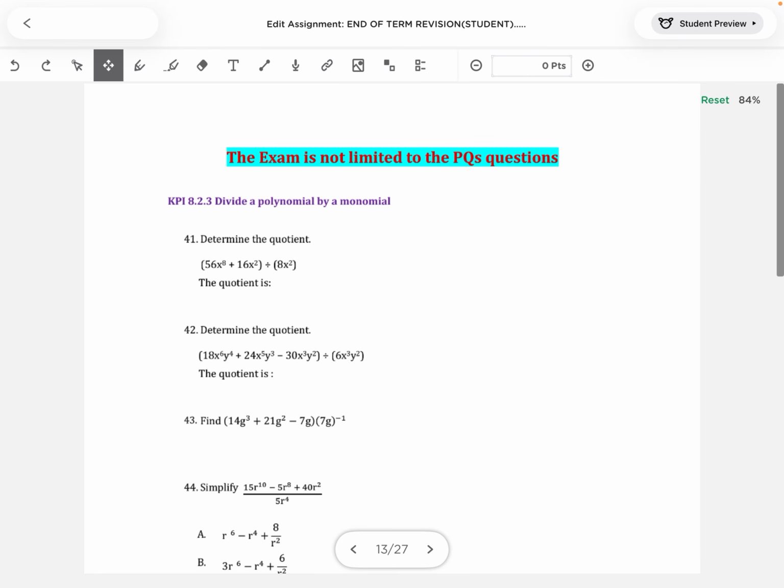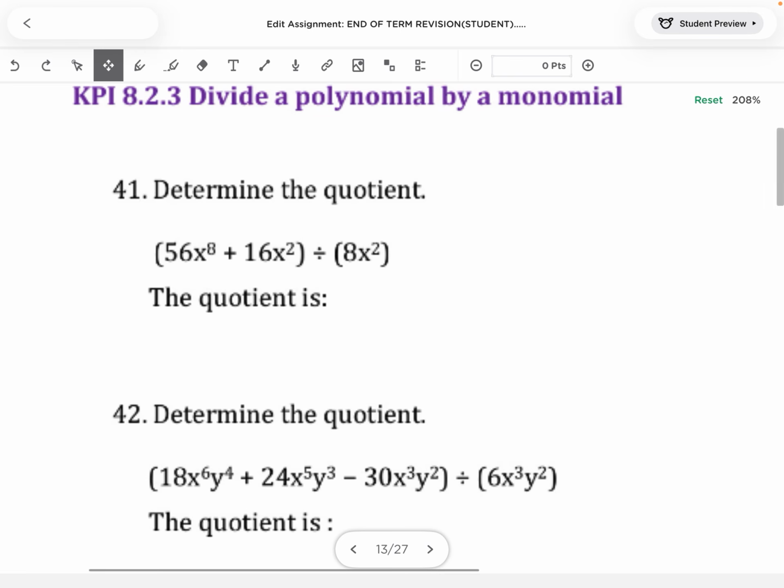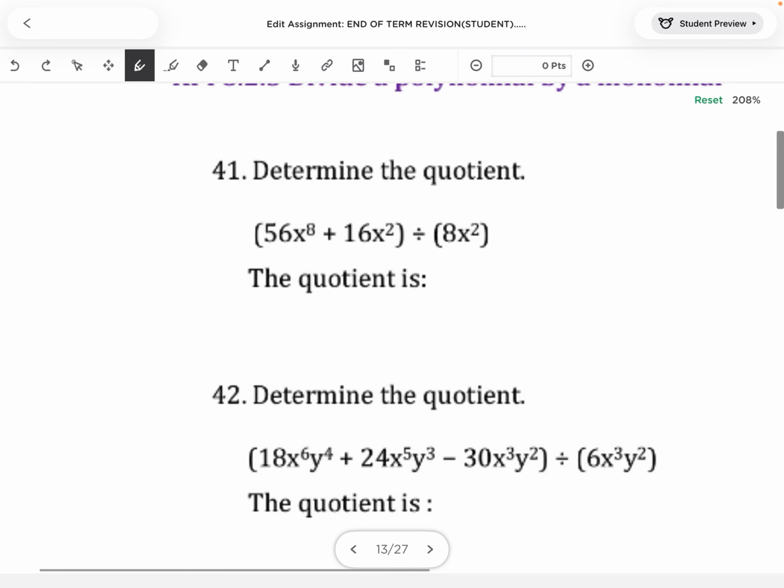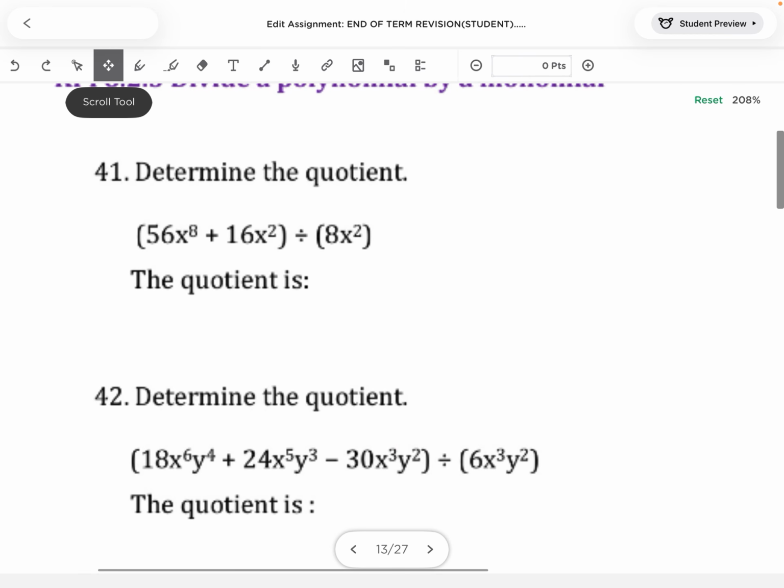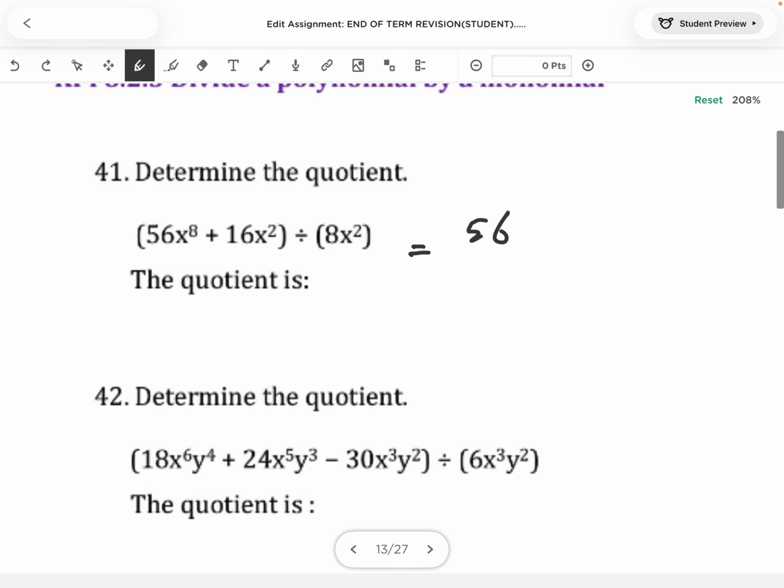Next, determine the quotient. When we divide, we do the opposite. We divide numbers, we subtract powers. And I think I solved 42, now I will solve 41. Let me write it in this way. 56x to the power 8 plus 16x to the power 2 over 8x to the power 2.